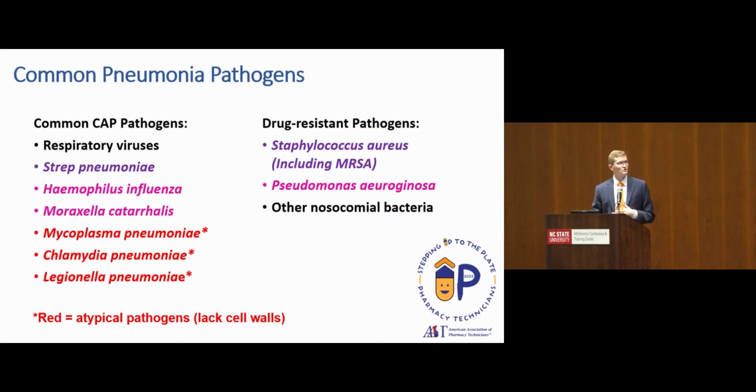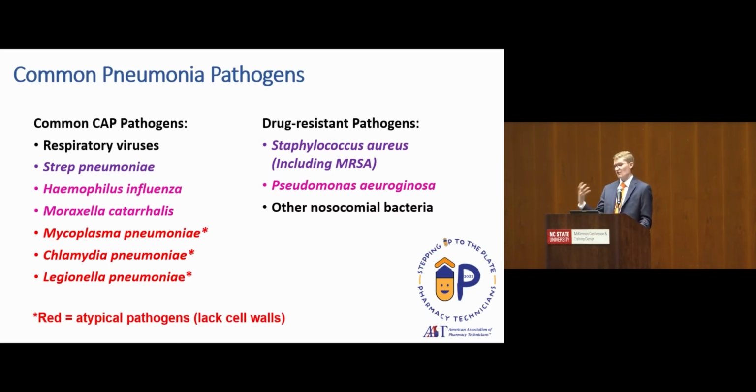And there's also a few atypical bacteria that are listed in red, and these are bacteria that don't have cell walls. So if we want to target these bacteria, we need to use something that doesn't target the cell wall, because if we're using an antibiotic that targets the cell wall, then it's not going to be effective against a bacteria that already lives without a cell wall.